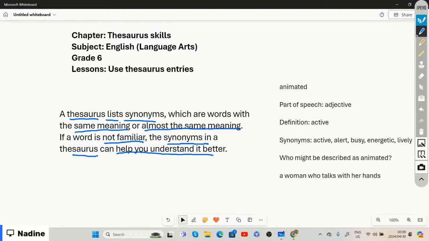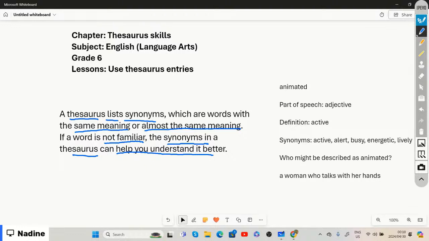Then with the thesaurus entries, they will give you synonyms. Literally, they will list all the synonyms of what that specific word means. The examples that we're going to be making are just going to be giving brief synonyms of that specific word. But if you have an actual thesaurus, then you'll see that there are more synonyms.